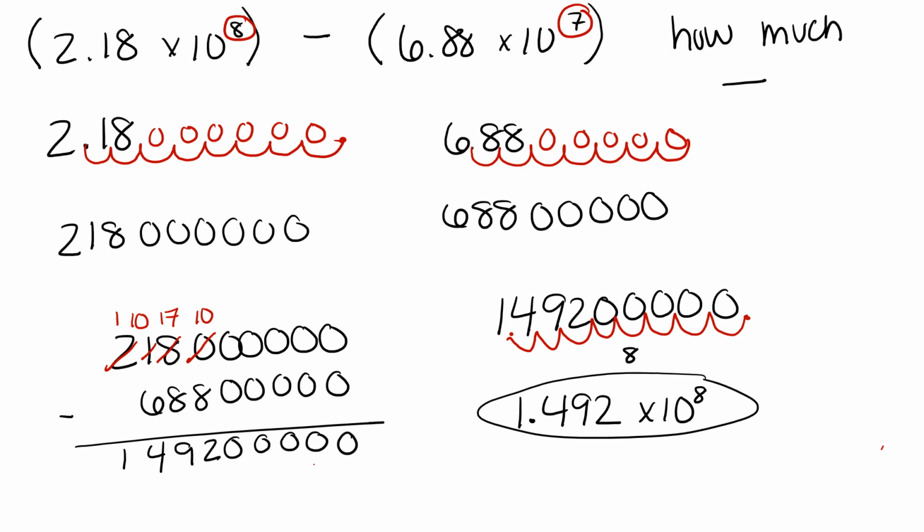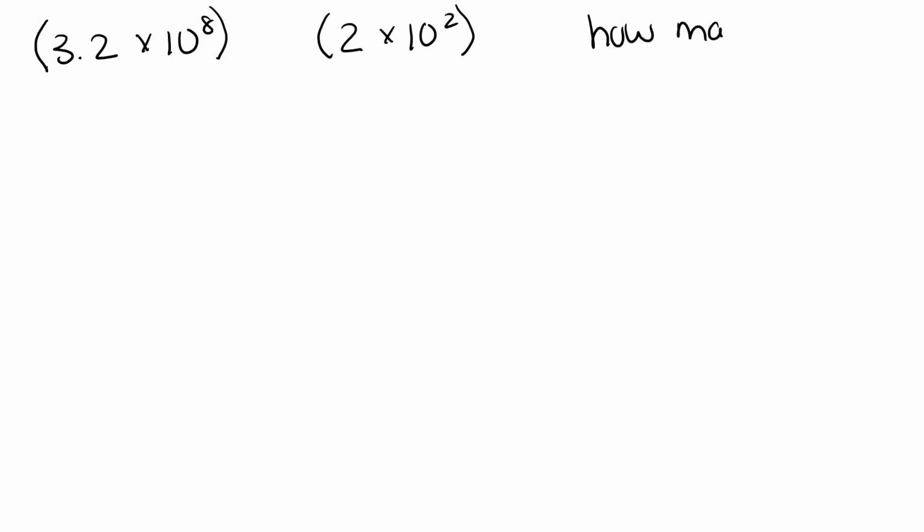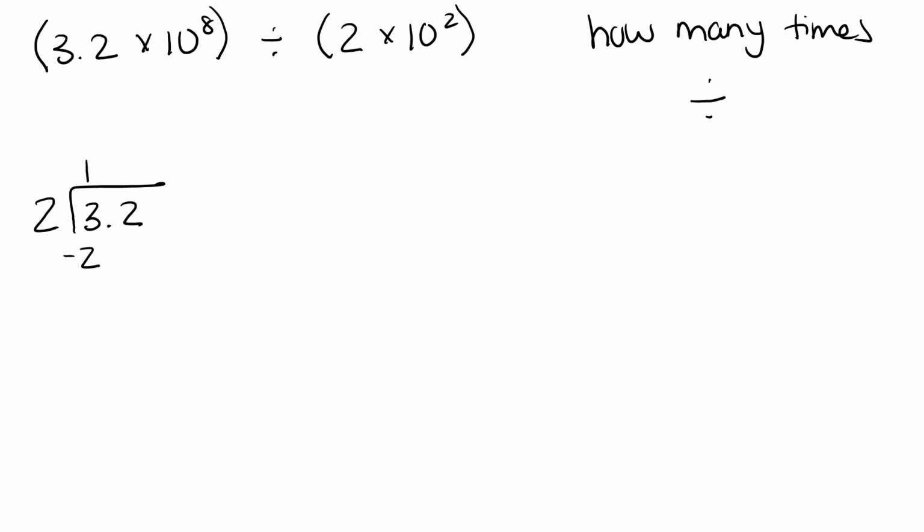For number 19, the word problem asks, 3.2 times 10 to the 8th is how many times greater than 2 times 10 to the 2nd? Our key word is how many times. How many times is a division problem. So we're going to divide our two numbers. We start by dividing 2 into 3.2. 2 can go into 3 one time. Subtract and we get 1. Bring down the 2. 2 can go into 12 6 times. And keep your decimal point in your answer.